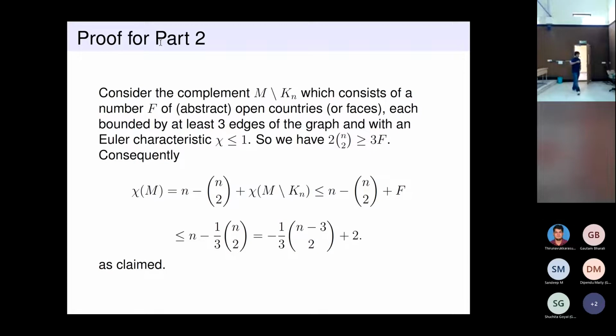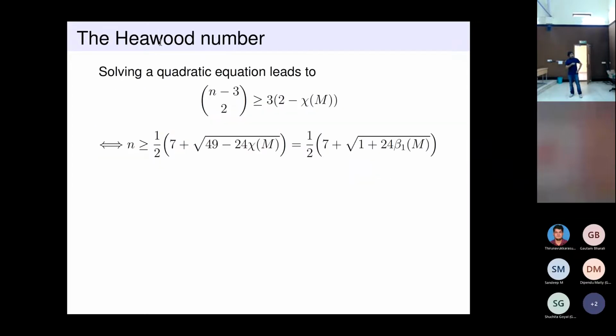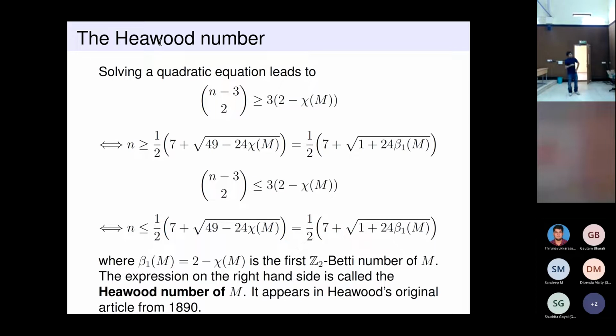Similarly, you can prove the other way: if you can embed a complete graph of n vertices in the surface, we can again compute its Euler characteristic, and this time we can bound the Euler characteristic from above. Essentially, it's the Euler characteristic of the graph and the complement of the graph, and so for each face in the complement, we have n minus n choose 2 plus f, right?